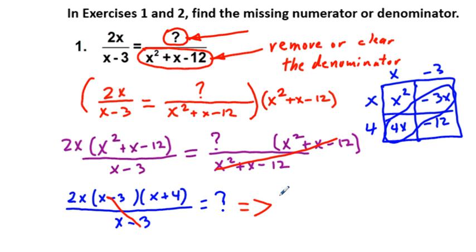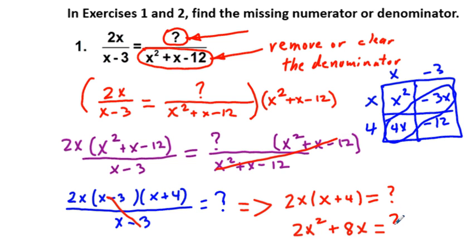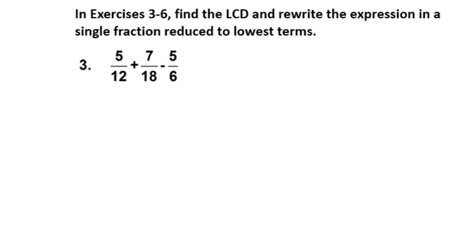Therefore, 2x times the quantity x plus 4 is our question mark. If we wanted to go ahead and distribute, we could get 2x squared plus 4 times 2x, 8x, equals our question mark. So that's going to be our missing numerator. Next odd number problem, 3.